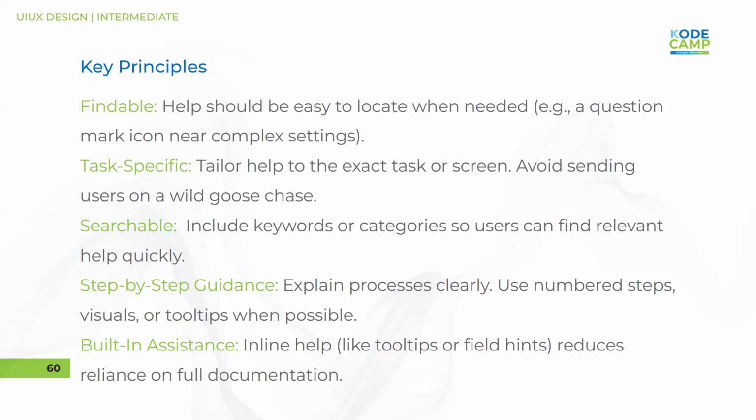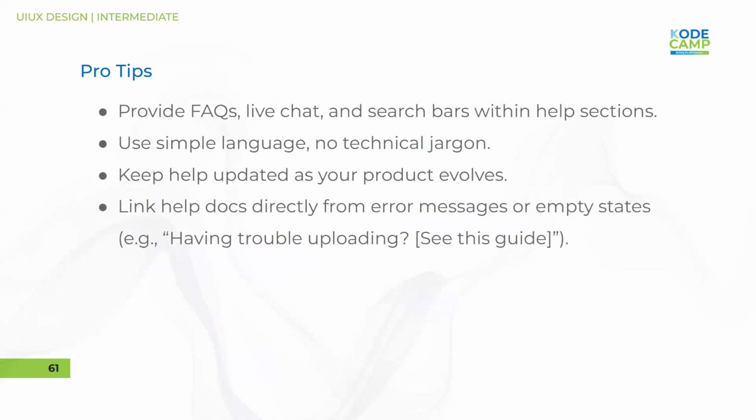Okay, let there be a built-in assistant. Inline help like tooltips or field hints reduces reliance on full documentation. As I said earlier, on your password, you can include hints. Okay, this is what I want, so make sure it is this. And on the design, I most times also include whether the password is weak, good, or perfect. Okay, so this is when we are talking about the case study of password and the likes of it. All right.